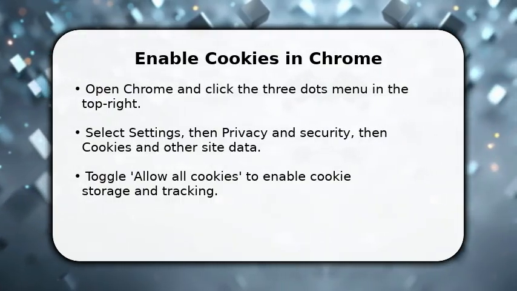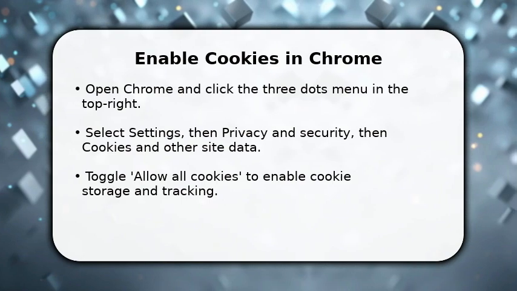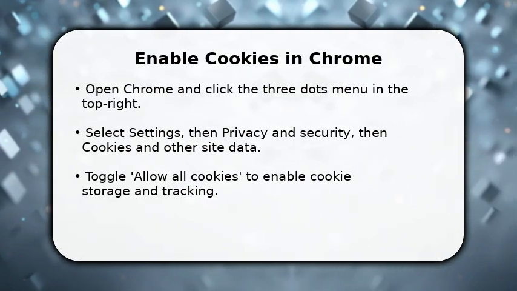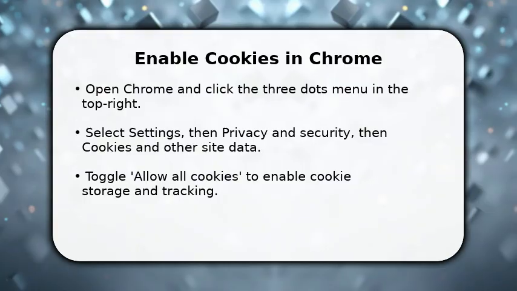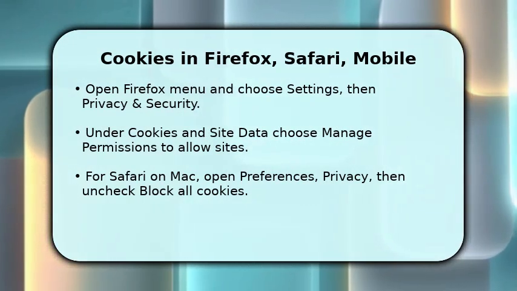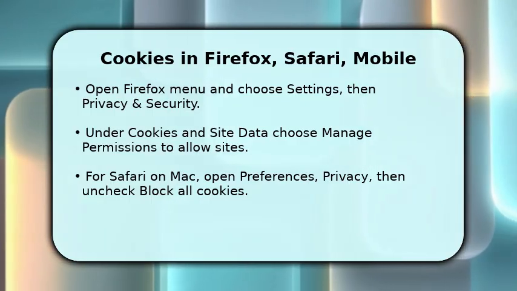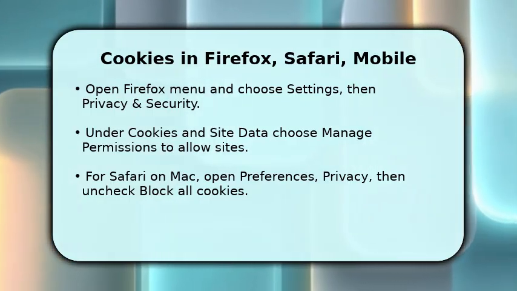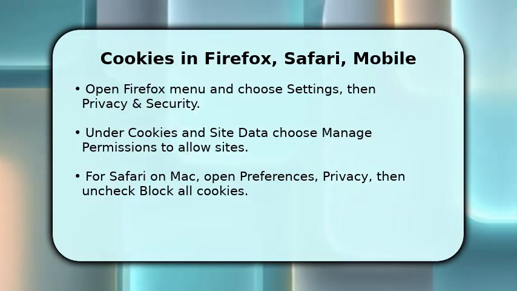Follow the same settings path on Chromium-based browsers like Edge and Opera. Different browsers store cookies in slightly different ways, but setup is similar. Open Firefox menu and choose Settings, then Privacy and Security. Under Cookies and Site Data, choose Manage Permissions to allow sites.